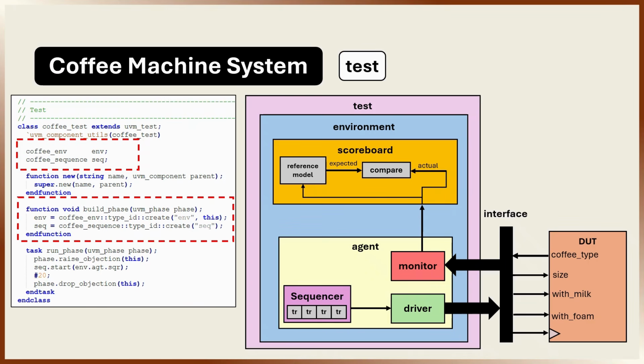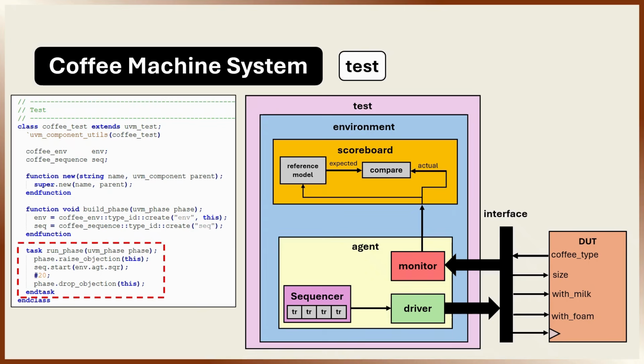In the run phase, the test controls the full simulation flow. We raise an objection to keep the simulation alive, start the sequence on the agent sequencer, and allow time for the coffee machine to process all orders. After the sequence finishes, and enough time has passed for the last outputs to appear, the objection is dropped, signaling that the test is complete.